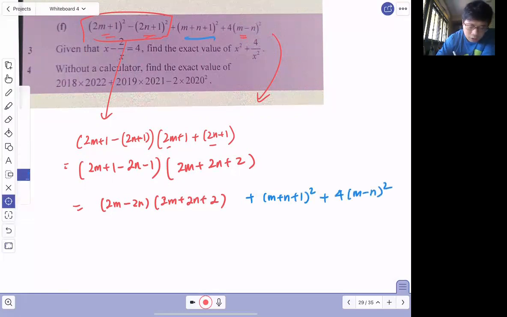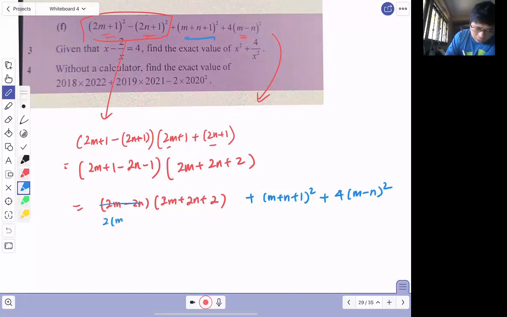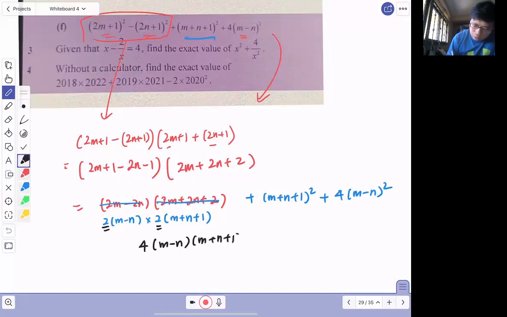This part, okay, do you see a common factor? You see common factors, right? I'm going to pull out the common factors for you. You take a look. Okay, 2m minus 2n, I will write this as 2 bracket m minus n. This one, I'm going to write this as 2 bracket m plus n plus 1. Okay, so from here, 2 and 2 gives me a 4. Now, do you see something now? It's a bit hard to see, but it's very, very challenging.